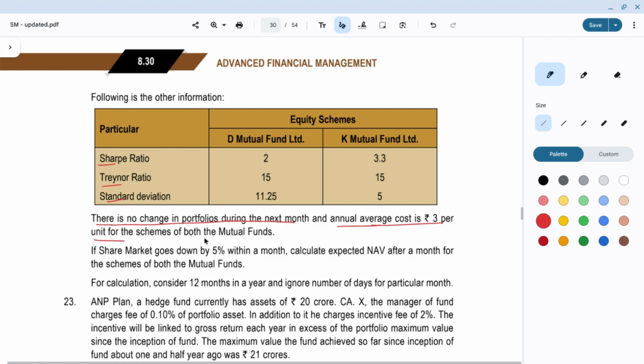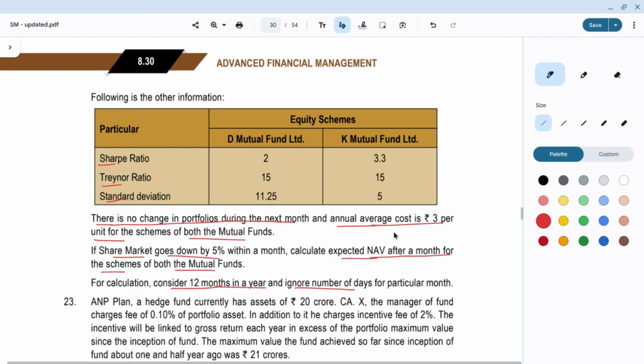for the schemes of both the mutual funds. If share market goes down by 5% within a month, calculate expected NAV after a month for the schemes of both the mutual funds. For calculation, consider 12 months in a year and ignore number of days for the particular month. Okay. So it is given annual average cost is rupees 3 per unit.